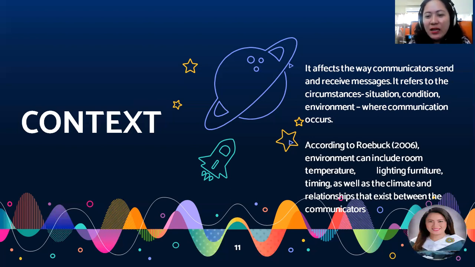And also the temperature, the lighting, furniture, it also communicates something. So for example, if the environmental context is too hot, then the communicators will be less comfortable, and the meaning of the message will also vary according to the temperature. So like that.